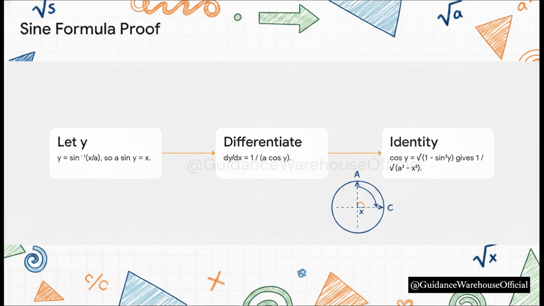But wait, we need this in terms of x. So we bring in our classic Pythagorean identity. Cosine y is just the square root of 1 minus sine squared y. Substitute that back in, do a little bit of algebra, and boom! We get exactly our starting integrand, 1 over the square root of a squared minus x squared. The logic just perfectly circles back.